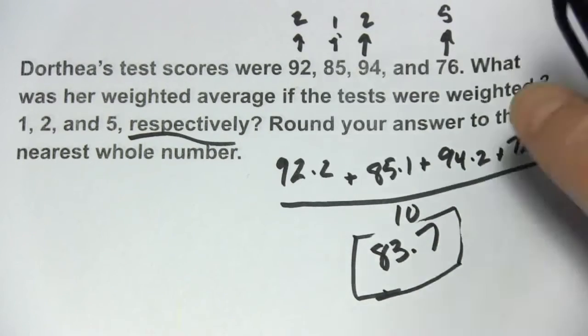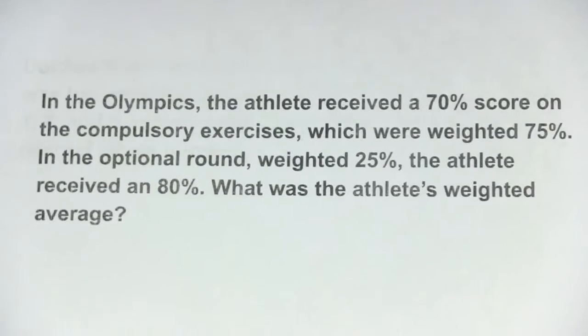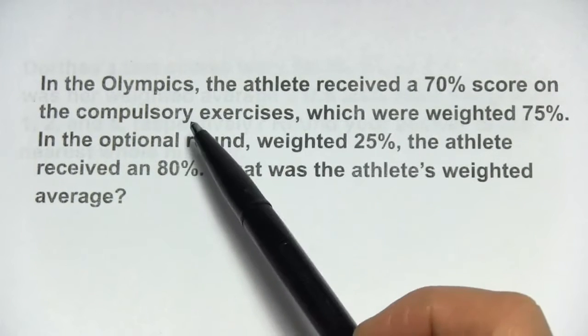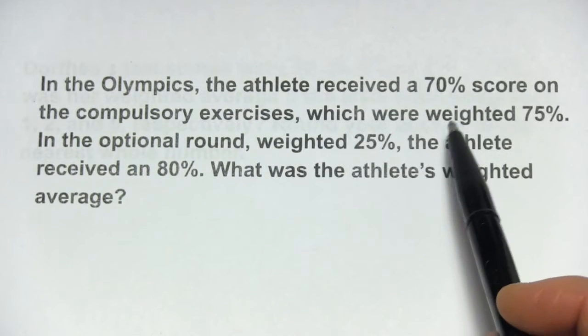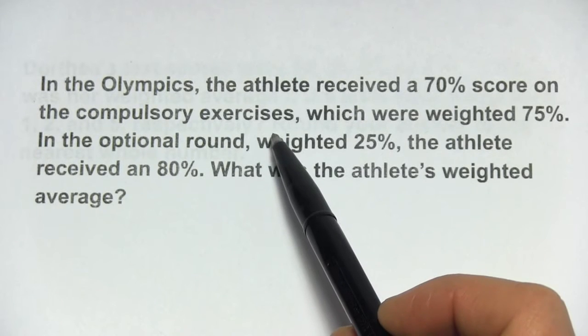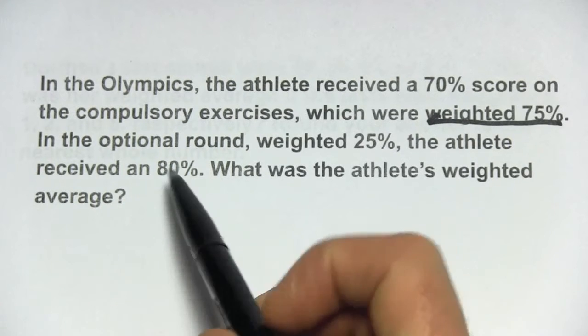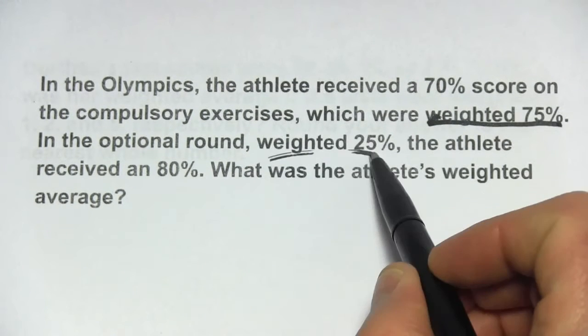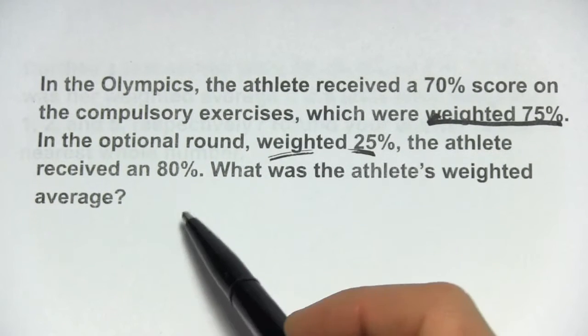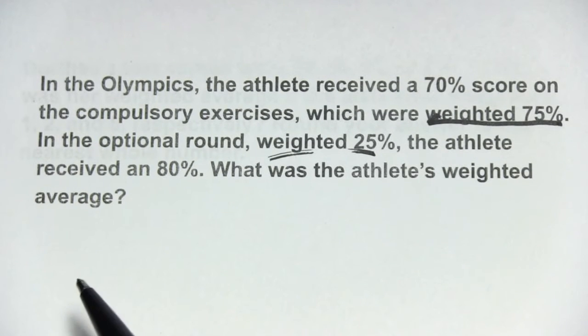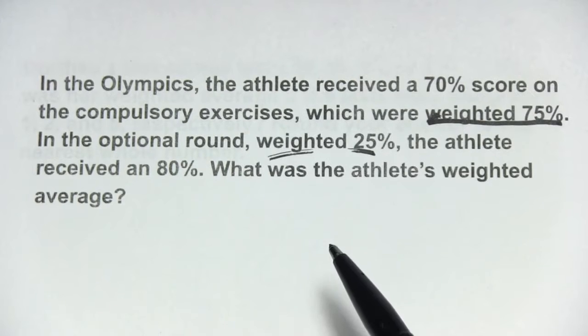Let's look at one other type of weighted average situation where you calculate this slightly differently. This one says, in the Olympics, the athlete received a 70% score on the compulsory exercises, which were weighted 75%. In the optional round, which is weighted 25%, the athlete received an 80%. It gets confusing with all the percents. Our answer, we want to be a percent.